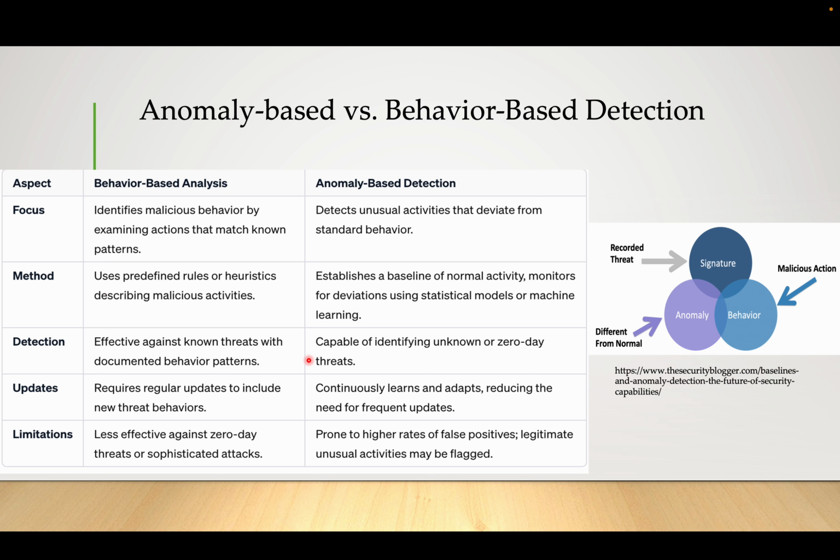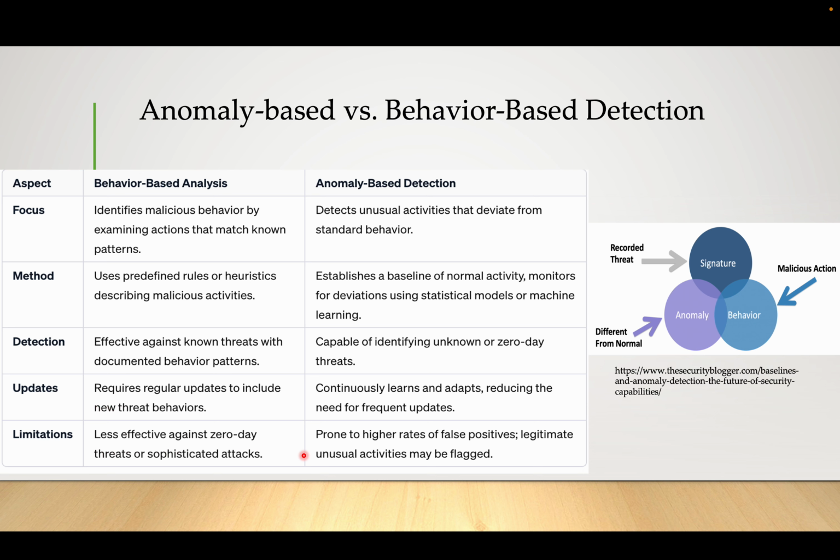Behavior can still detect zero-day threats, but not as well as anomaly-based detection, according to testing and research. Now, updates. Behavior requires regular updates to include new threat behaviors. Anomaly continuously learns and adapts, reducing the need for frequent updates. Limitation: behavior is less effective against zero-day threats or sophisticated attacks. Anomaly is prone to higher rates of false positives; legitimate unusual activities may be flagged.